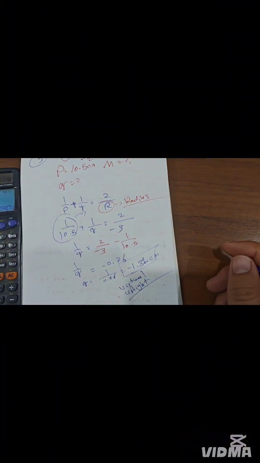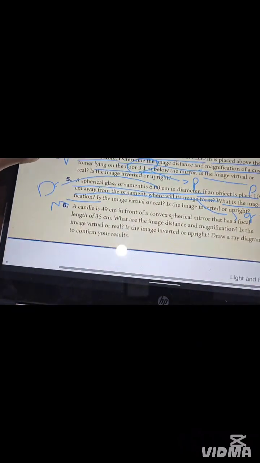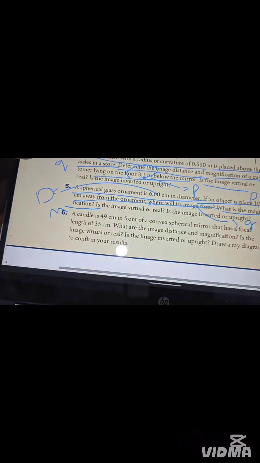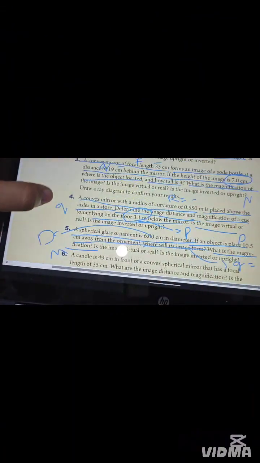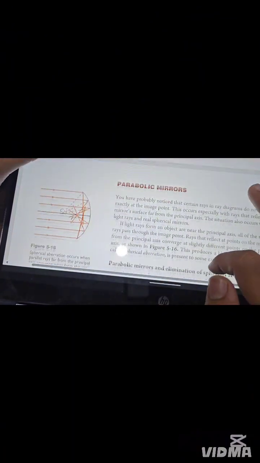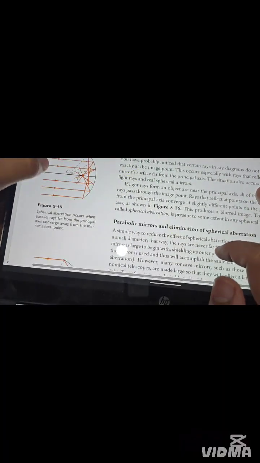Virtual and upright. Question 5. Question 6, last question left. Students, question 6 is actually like the other questions. Now in here I have solved all of the questions for you. Only question 6 is left because it takes time. It will be homework for you. Solve it by yourself. It's easy like the other questions. If you have a problem, you can text me later, okay?